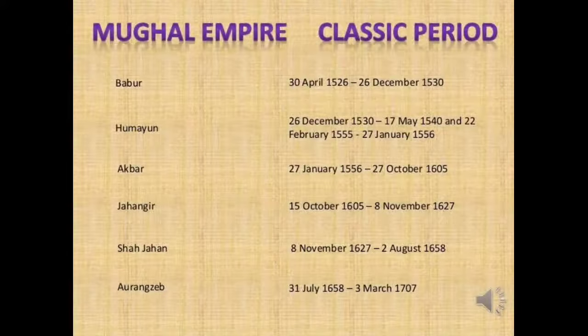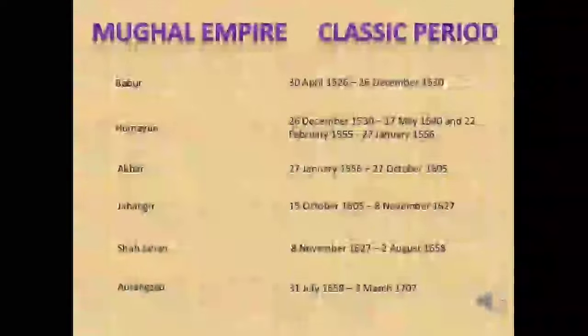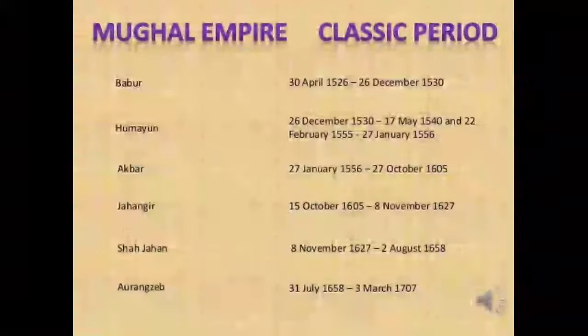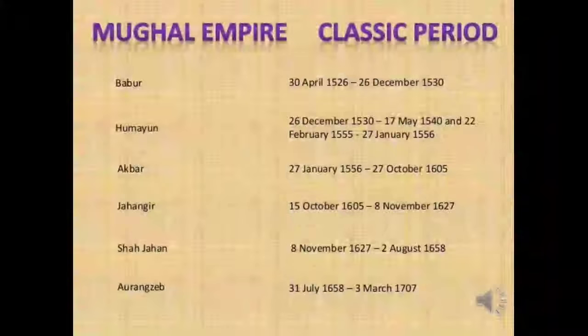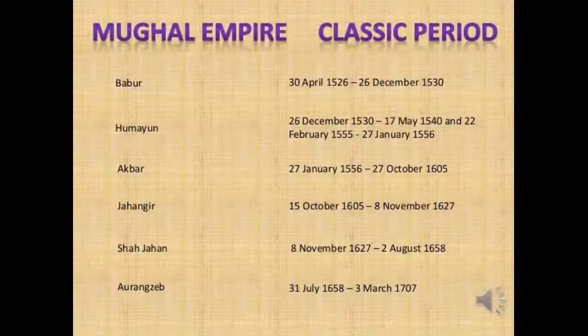Now coming to Aurangzeb, the last strongest ruler of the Mughal Empire. He ruled from 1658 to 1707. He assumed the title Alamgir, which means world conqueror. And his early conquests were all successful; for around 20 years, all his conquests were successful.